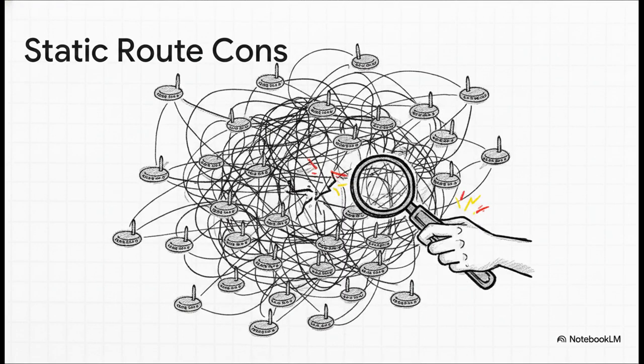But here's the catch, and it's a big one. Static routing demands that you perfectly understand your entire internetwork topology. If you add just one new network, or heaven forbid a link goes down, you have to log in and manually update that route on every single router. In a growing, shifting enterprise environment, that becomes an unscalable nightmare.